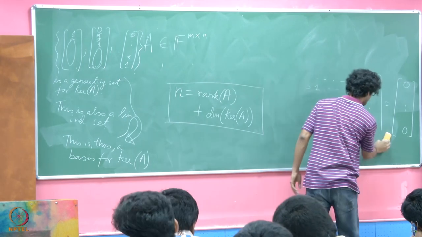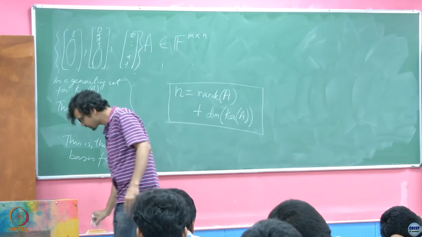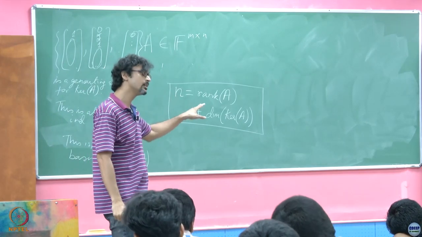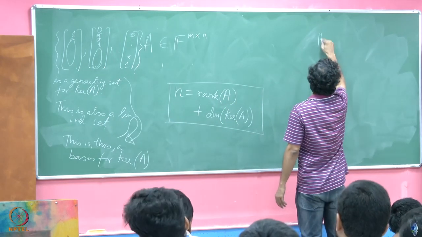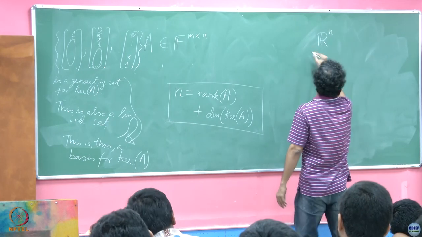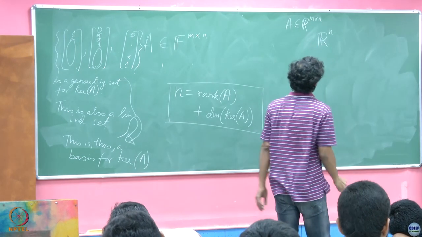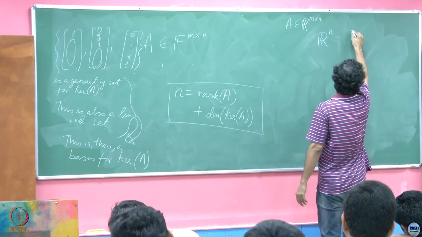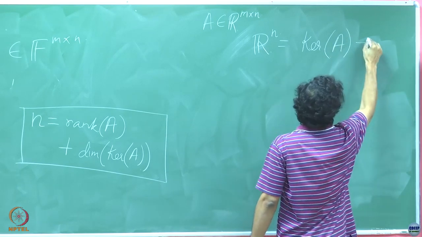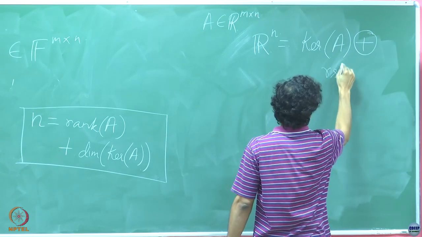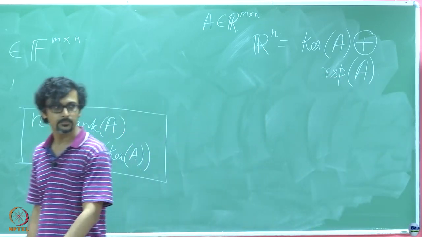having seen this, and since we've also discussed this object called the direct sum right at the beginning of today's lecture, we will see something interesting, but not over general fields, over the real field. So here is an interesting result. We will say that, suppose A is a matrix of size m cross n over the real field, then R n is equal to kernel of A direct sum with the row span of A, right?